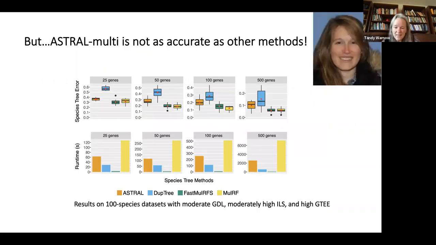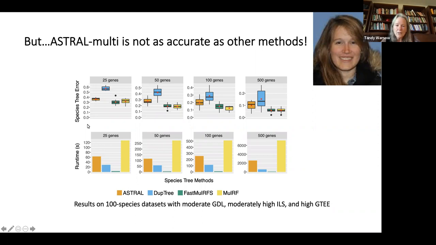The strange thing is that when you look at it on simulated data, you don't necessarily get a great feeling about its accuracy. This is a simulation with 100 species, and we're looking at different numbers of genes from 25 up to 500. We're looking at four different methods: ASTRAL-multi, DupTree, which is gene tree parsimony, and then these two methods, which are both heuristics for the Robinson-Foulds supertree problem extended to deal with multi-copy trees. What they do is not as important as just the trends.